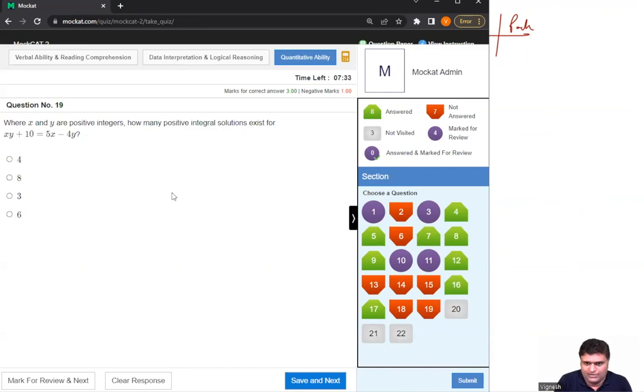X and Y are positive integers. How many positive integral solutions for this? You know the method, linear equations.